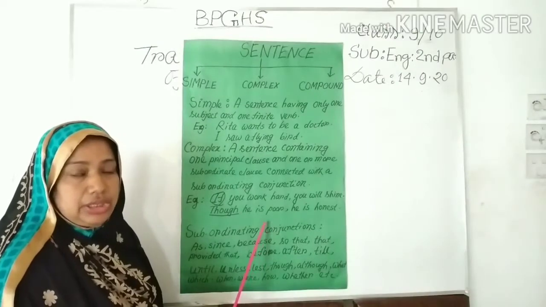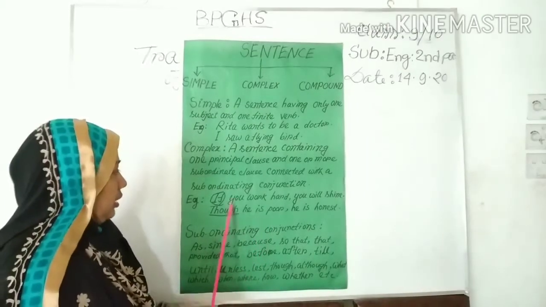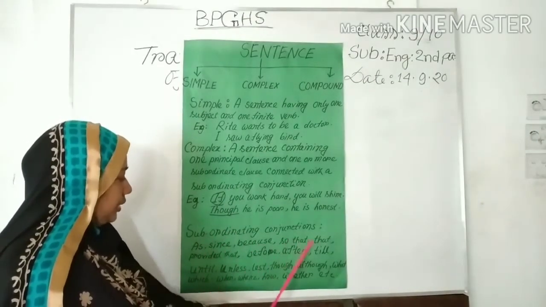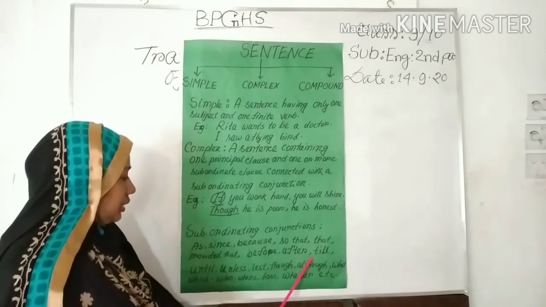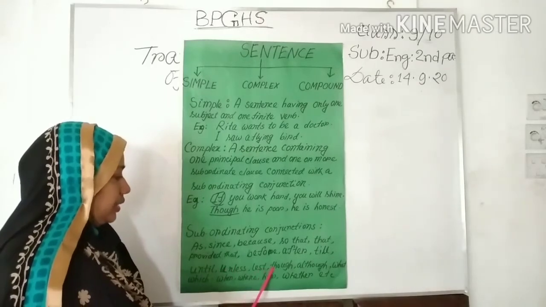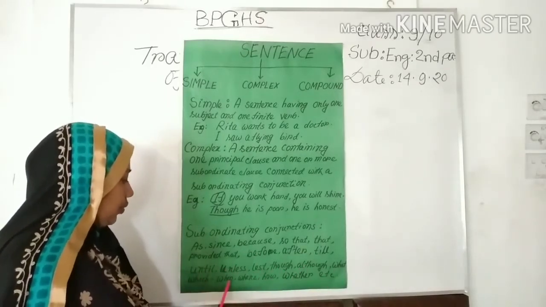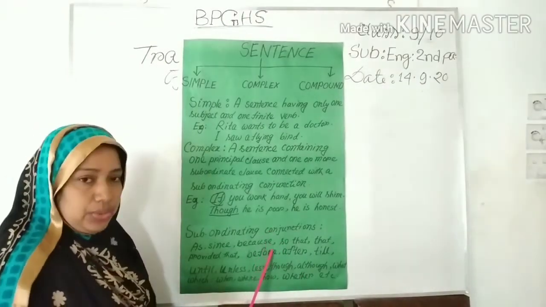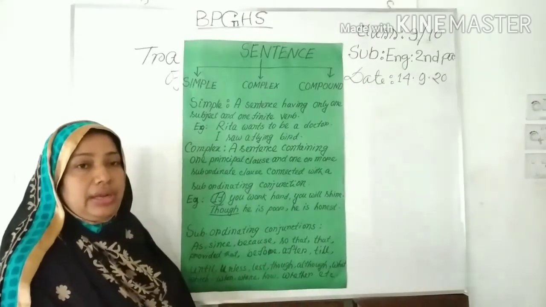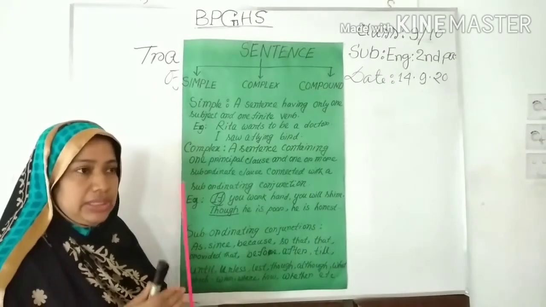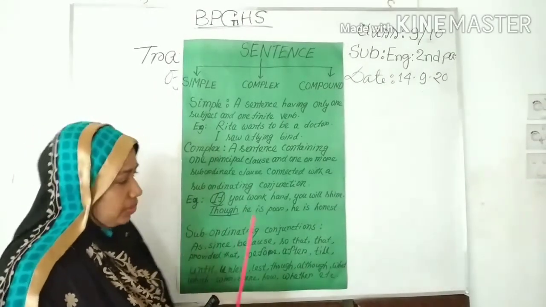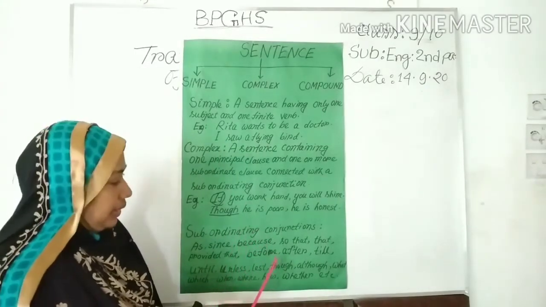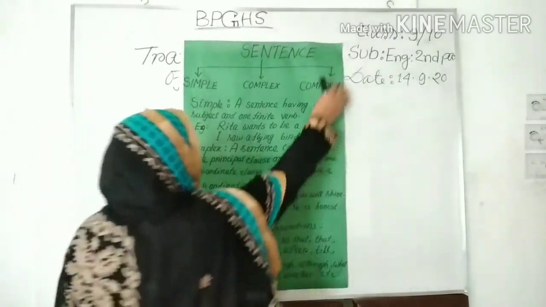Which subordinating conjunction will you get in complex sentences? Generally, as, since, because, so that, provided that, before, after, till, until, unless, lest, though, although, what, which, when, where, how, whether, this type of relative pronouns, etc., are used as the subordinating conjunction in complex sentences. When you will turn the simple sentence or compound sentence into complex sentence, you have to use these subordinating conjunctions. So, clear? Now comes compound sentence.